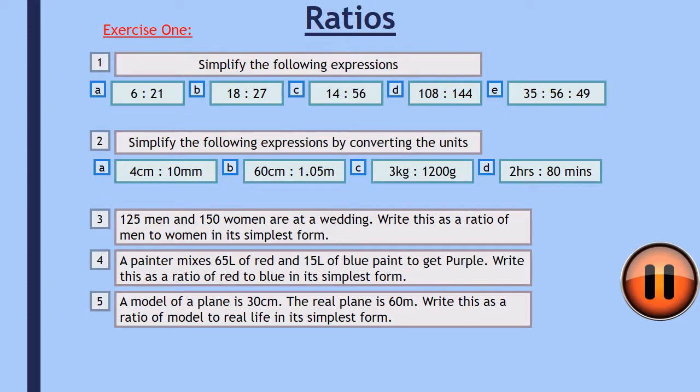Now let's look at a set of questions. A bit more in-depth questions. I'd like you to have a go, pause the video and have a go answering the questions shown on screen.